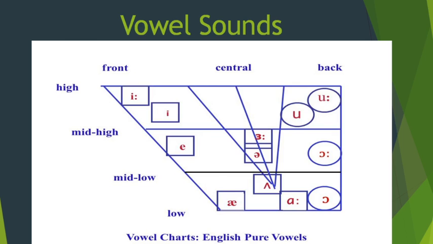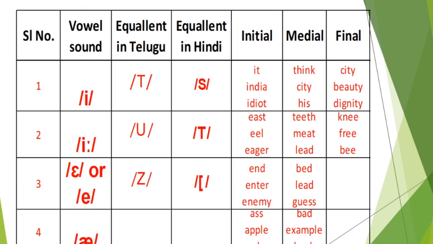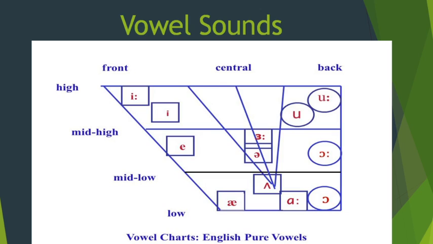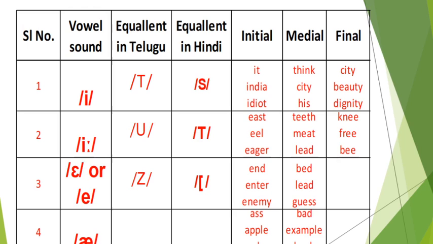Yes, let's move on to the next slide. Now this is the description of the first 4 front vowels. As you know, there are 4 front vowels. This is the description of the first 4 front vowels, and then we will see the next 3 central vowels, and then we will see the next 5 back vowels.